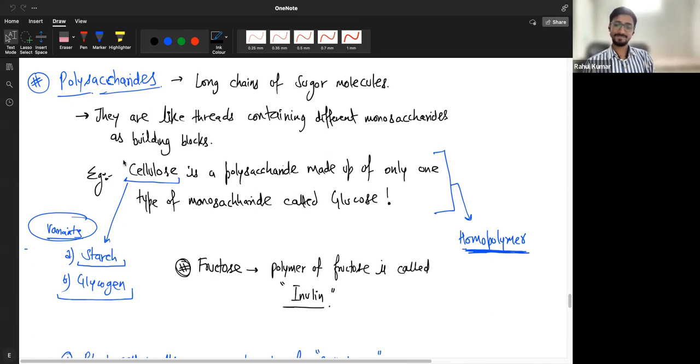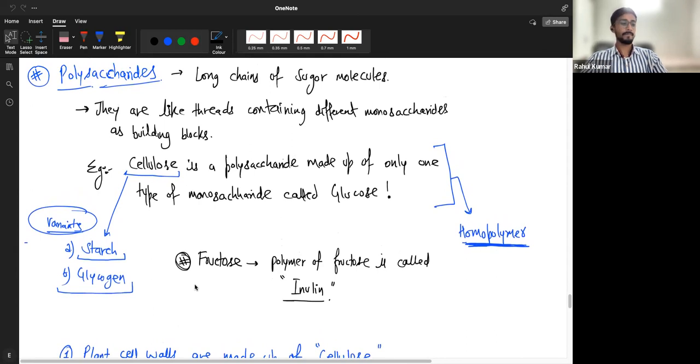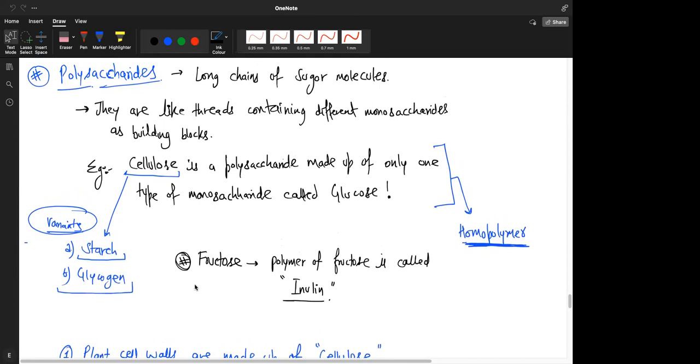Anyway, good. What do you mean by homo? The word homo means similar, right? Homogeneous mixture means a mixture which is similar. So a homopolymer is a polymer made up of the same kind of monomers. So cellulose, starch and glycogen are homopolymers. Even inulin is a homopolymer made up of fructose. A polymer of fructose is also known as inulin.